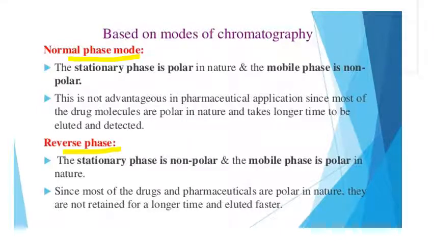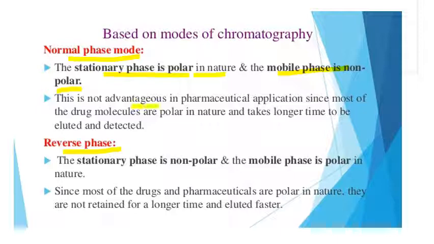So what is normal phase HPLC? In which the stationary phase is polar in nature and the mobile phase is non-polar. So if we select our stationary phase that is polar, and mobile phase that is non-polar, it is said to be the normal phase HPLC.